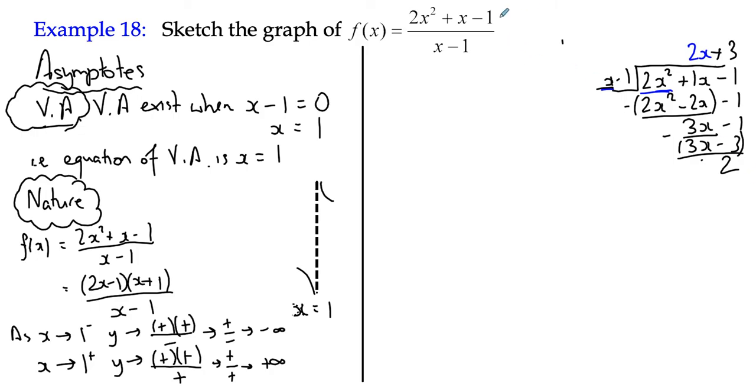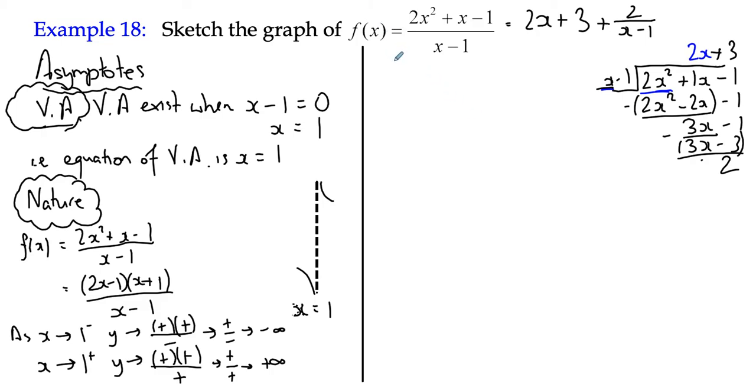So I can rewrite my function as 2x plus 3, that's the quotient. The remainder is 2, so it's positive 2 over x minus 1. That's a different way of writing the function that's going to help me.